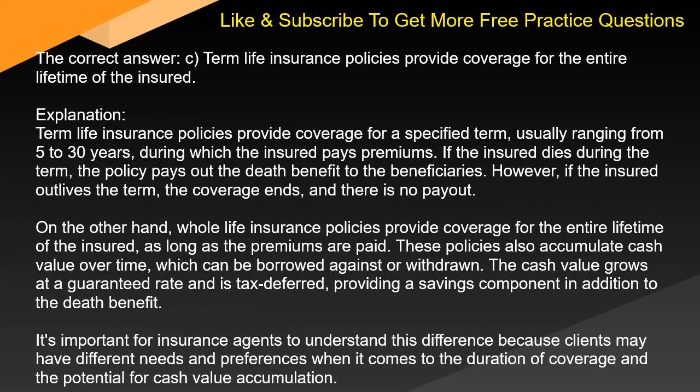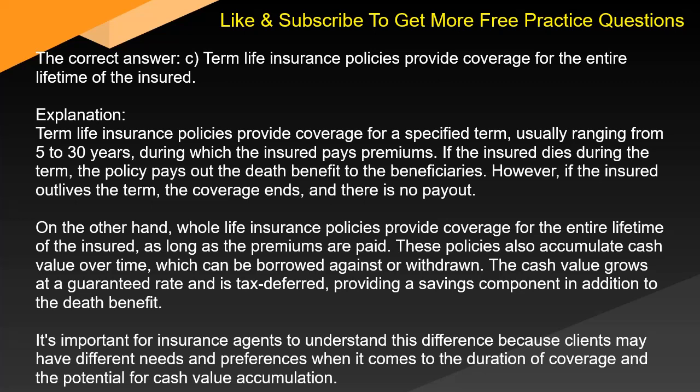The correct answer, C. Term life insurance policies provide coverage for the entire lifetime of the insured. Explanation. Term life insurance policies provide coverage for a specified term, usually ranging from 5 to 30 years, during which the insured pays premiums. If the insured dies during the term, the policy pays out the death benefit to the beneficiaries. However, if the insured outlives the term, the coverage ends, and there is no payout.